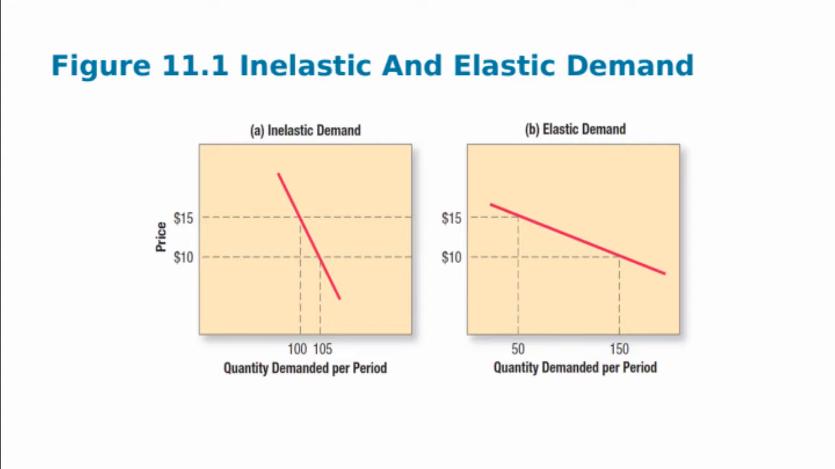Figure 11.1 shows inelastic and elastic demand. In demand curve A, a price increase from $10 to $15 leads to a relatively small decline in demand from 105 to 100. In demand curve B, the same price increase leads to a substantial drop in demand from 150 to 50. If demand hardly changes with a small change in price, we say it is inelastic. If demand changes considerably, it is elastic.